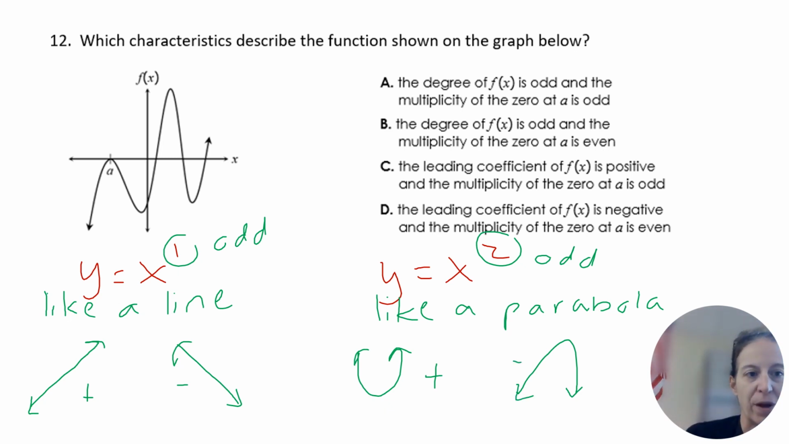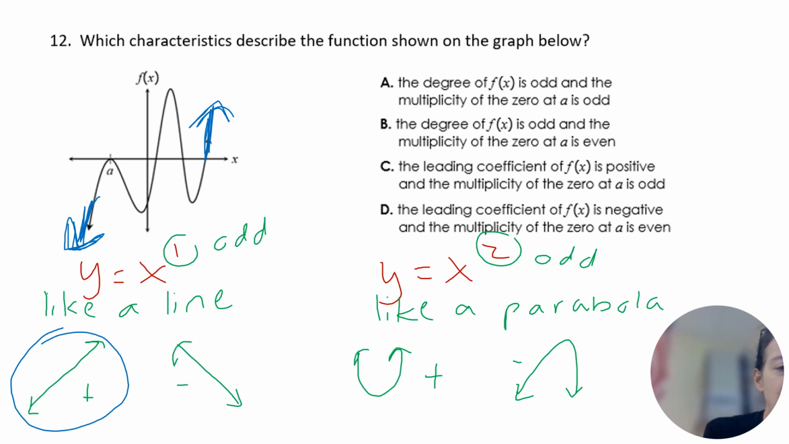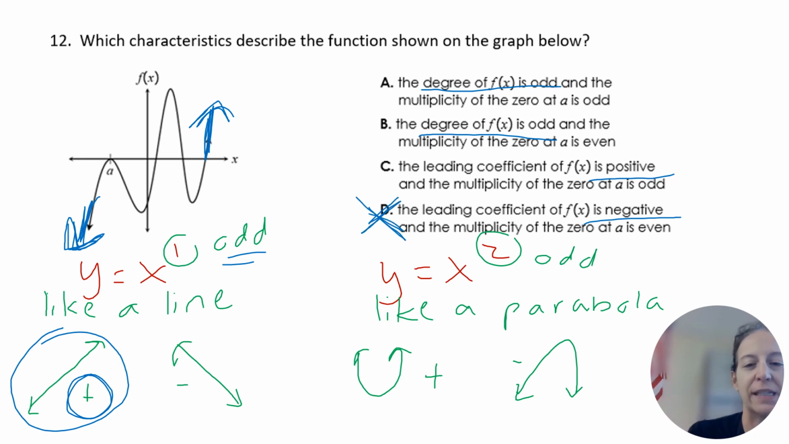So when we look at this particular polynomial in number 12, if I look at the end behavior, we have it going down on the left and up on the right. Down on the left, up on the right corresponds to a line, which means it is going to be odd. This is an odd polynomial. If the two ends were pointing in the same direction, it would be an even polynomial. So looking at my answer choices, I have degree is odd, degree is odd, and that's good. I don't have any that say degree is even. Then it says the leading coefficient is positive, the leading coefficient is negative. If I look over here on the left, the leading coefficient is positive. So I'm going to eliminate answer choice D. That is an odd polynomial with a positive leading coefficient, which means that when it says the leading coefficient is negative, it's not that.